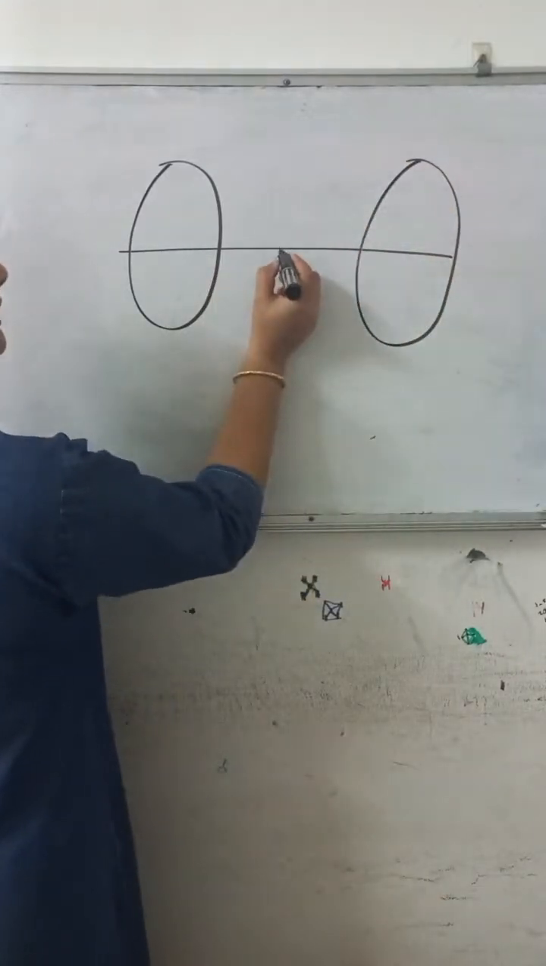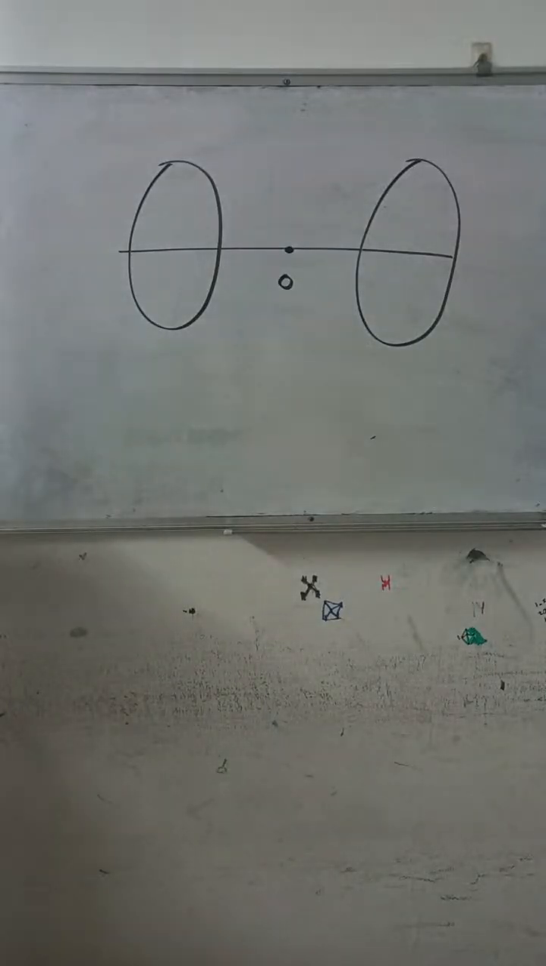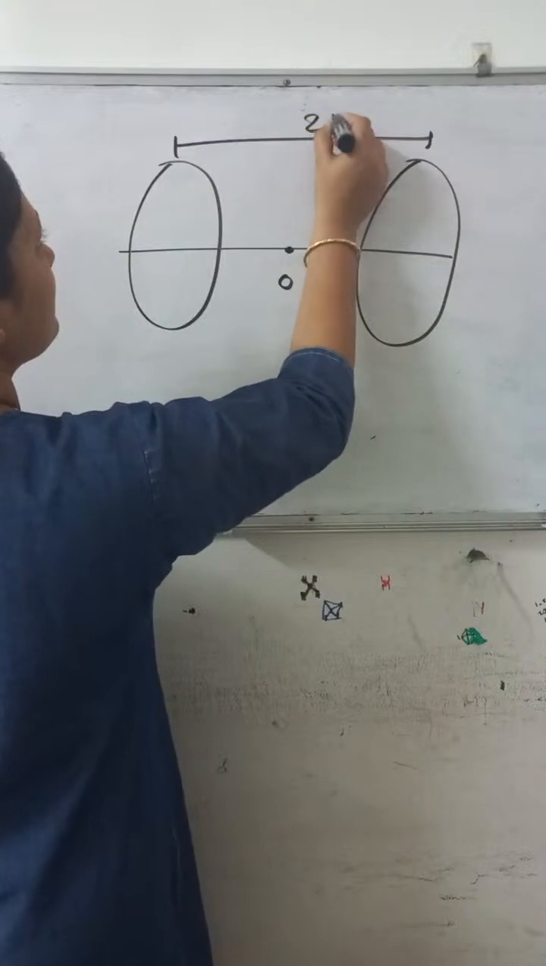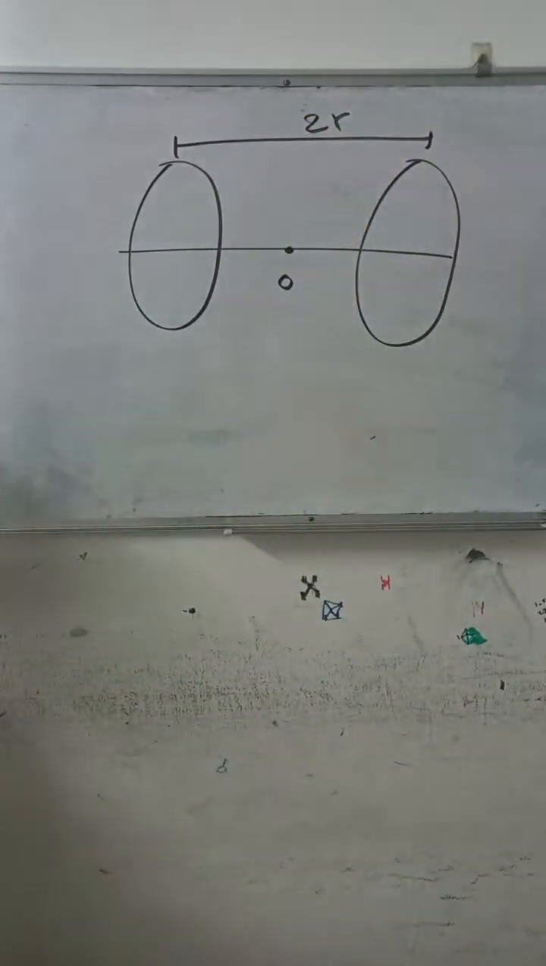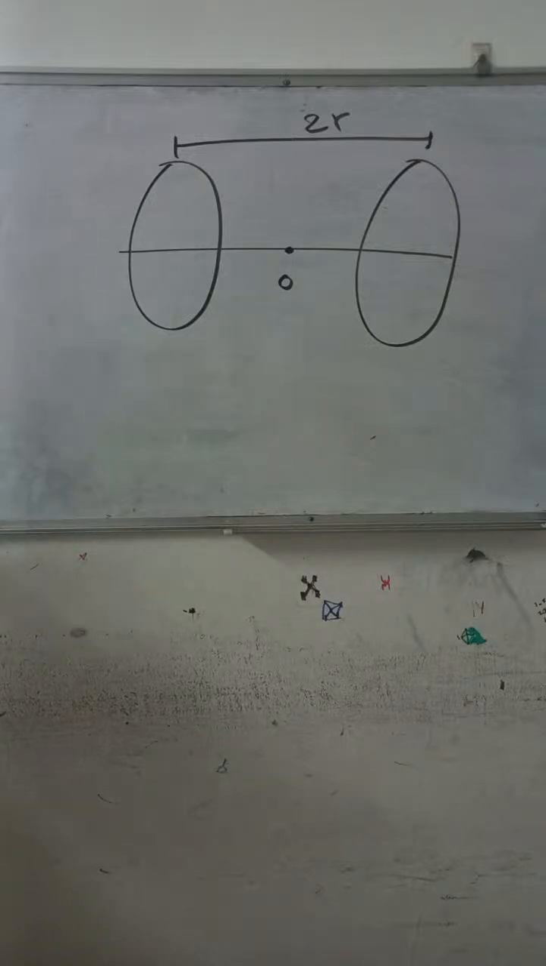Okay, and this is the midpoint O. There is a P. O is a point. The plates are separated by a distance 2r, because each one has radius r. So the total distance between them is nothing but 2r.